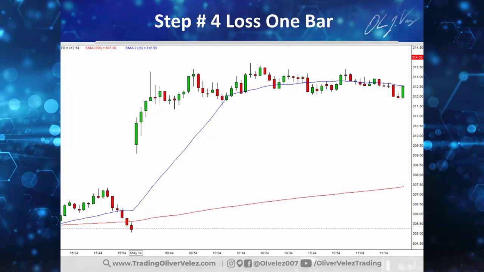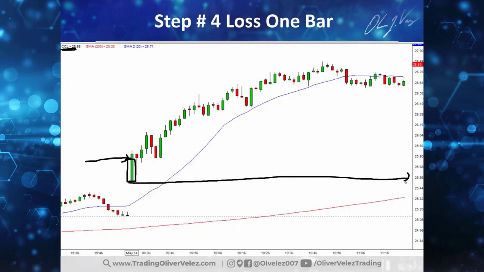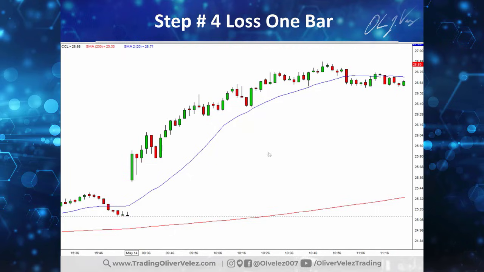And so that's the all-important step 4. Don't lose more than one bar. Take a look at this one. This is Carnival Cruise Line. Boom! Nice, fat, solid surge green bar. I call them elephant bars. This is my risk unit. And as I can see here, we got a nice little tight risk unit. Let's call that 30 cents. We're in.